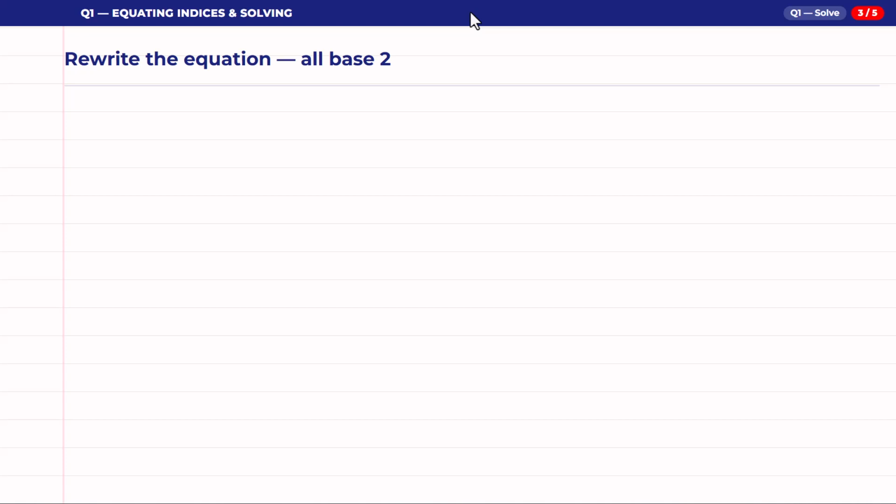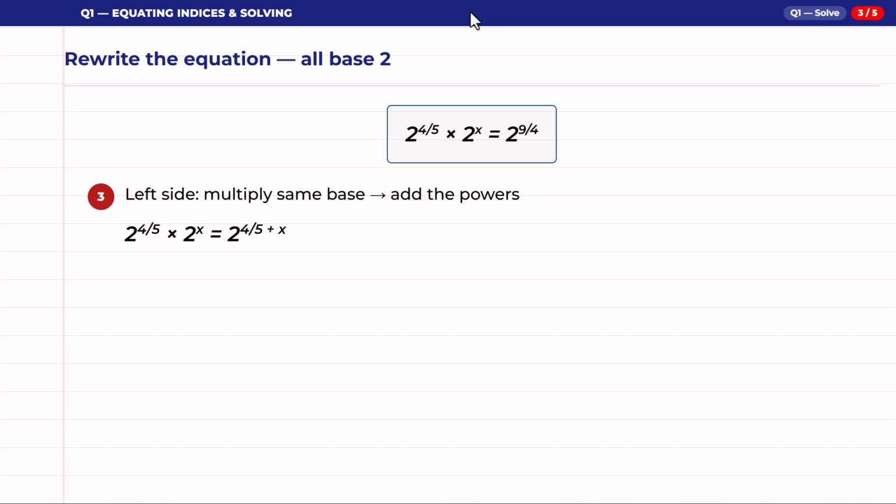Now we have converted both sides. Let me rewrite the full equation using base 2 only. The equation is now 2 to the 4/5 multiplied by 2 to the x equals 2 to the 9/4. Every base is 2. Step 3. Simplify the left side. 2 to the 4/5 multiplied by 2 to the x, same base, so we add the indices. The left side becomes 2 to the power 4/5 plus x.